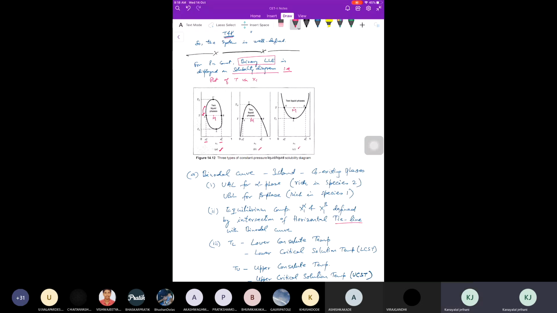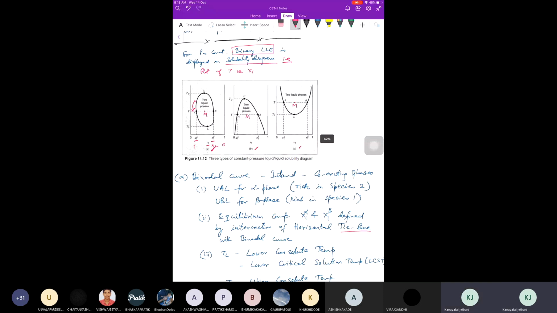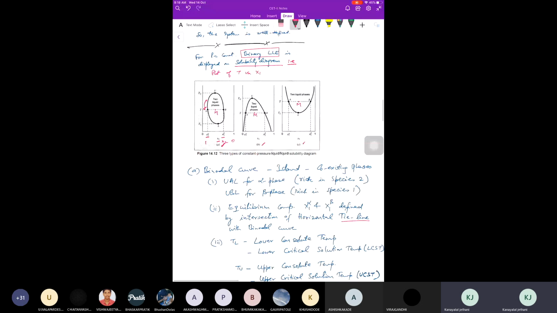So alpha phase is rich in species 2. When you are plotting x1, x1 goes from 0 to 1, and for x2 it is 0 here, 1 here. On the x-axis it is x1, 0 to 1, so for x2 it is going to be 1 to 0. On this side x2 is more, x1 is less, that is rich in species 2. And the other side is beta phase, which is rich in species 1.